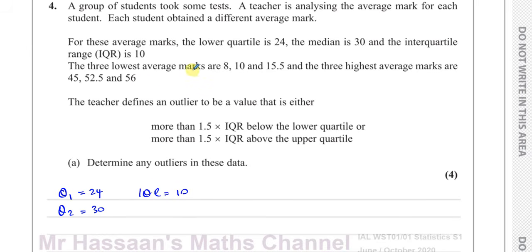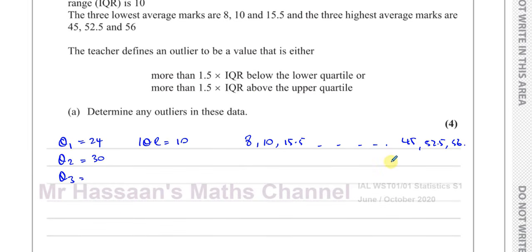And the three lowest average marks are 8, 10, and 15.5. And the highest marks are 45, 52.5, and 56. So what's missing from here is the upper quartile. The teacher defines an outlier to be a value that is either more than 1.5 times the interquartile range below the lower quartile or more than 1.5 times the interquartile range above the upper quartile. So those are the limits for the outliers. So determine any outliers in this data.